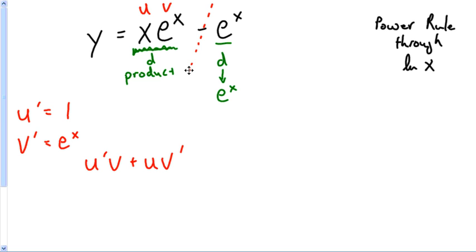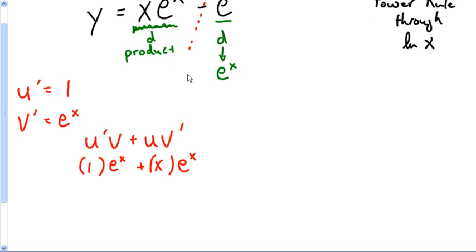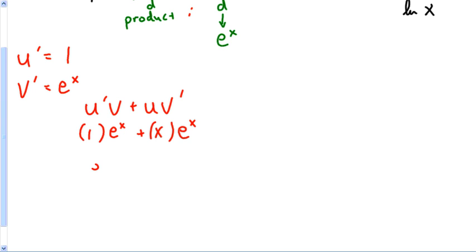Let's see what we can do here. So u prime is 1 times v, which is e to the x, plus u, which is x, times v prime, which is also e to the x. So it looks like I've got e to the x plus x e to the x.